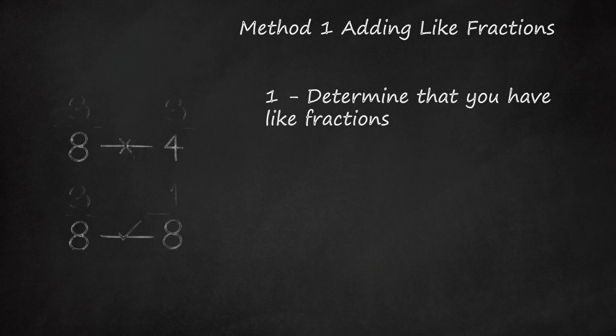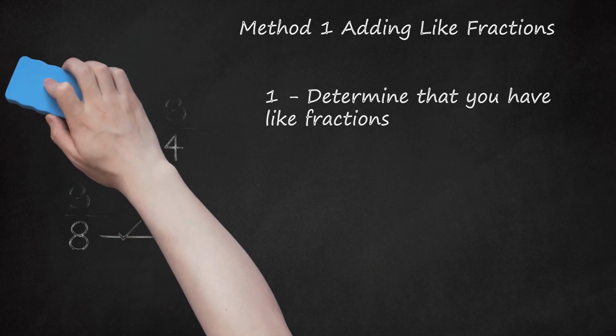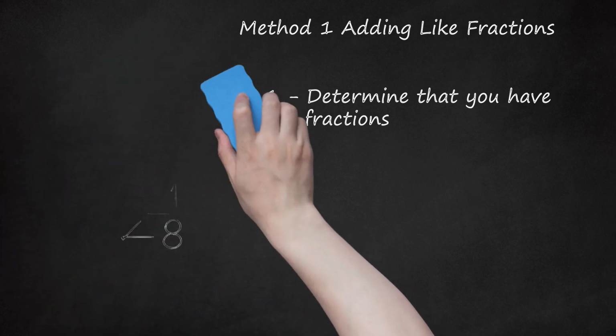The denominator is the number below the fraction bar. If you do not have like fractions, you cannot use this method. To learn how to add fractions with unlike denominators, you can read Add Fractions with Unlike Denominators. For example, 3/8 and 3/4 are not like fractions, because they have different denominators. The fractions 3/8 and 1/8 are like fractions, because they have the same denominator, 8.